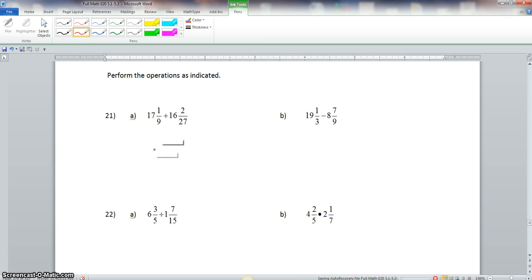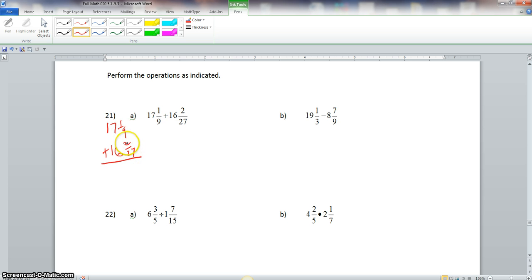Now we come down to problem number 21. It says perform the operations as indicated. We have mixed numbers added together. So what we could do is this here. We could set these up vertically. We have 17 and 1/9 plus 16 and 2 over 27.